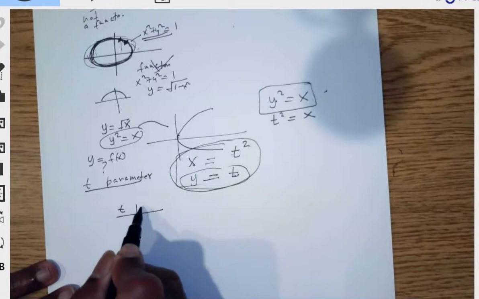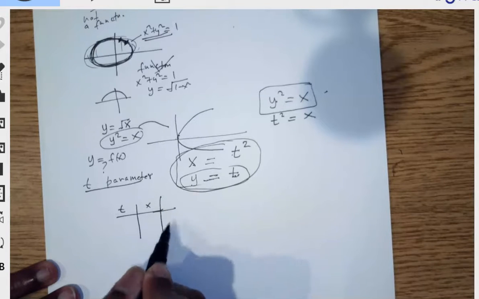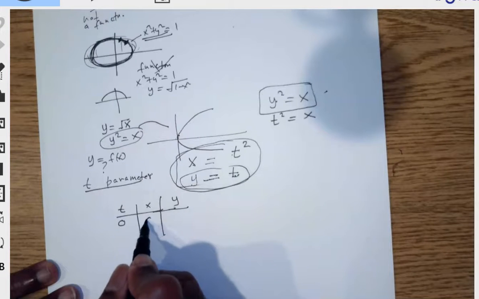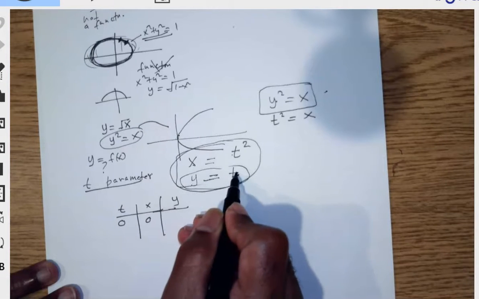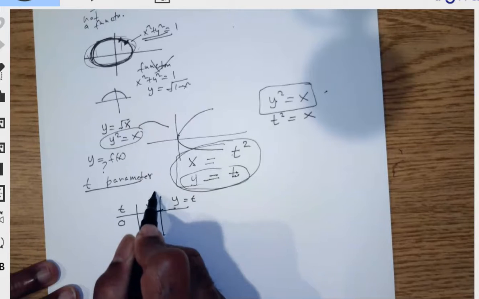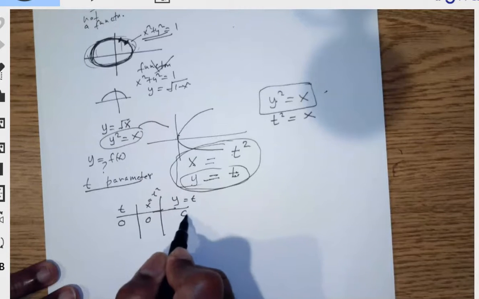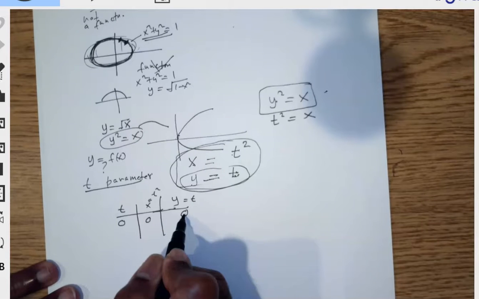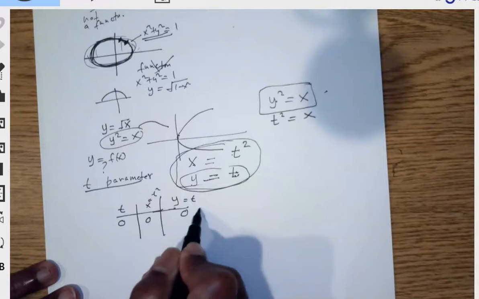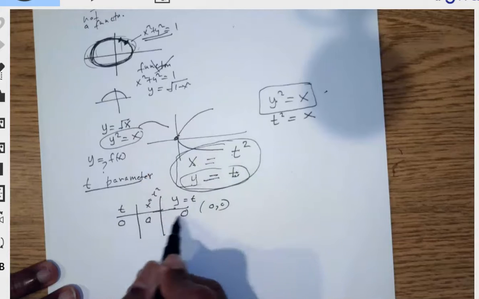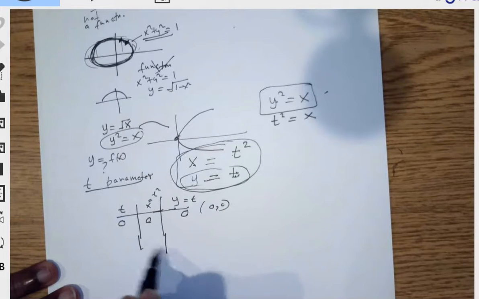So let's put t and x and y and see what we mean. When t is equal to 0, x is equal to t squared, so x is equal to 0, and y is equal to t, that's also equal to 0. So you get 0, 0, the point, which is this point. Now let's put t equals 1.